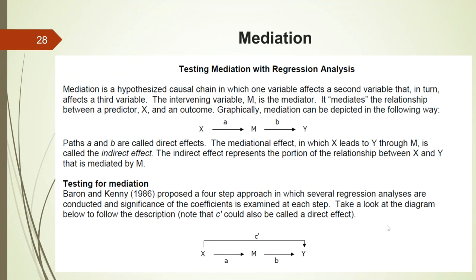So paths A and B are called the direct effects, because X goes through M, and then M goes through Y. So it's not really X predicting Y directly, but there's something in the middle that is actually mediating between them. Baron and Kenny propose a 4-step approach in which several regression analyses are conducted and the significance of the coefficients is examined at each step. You will see how easy this is.